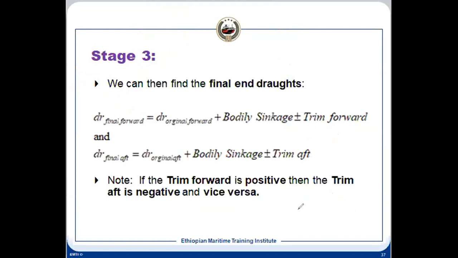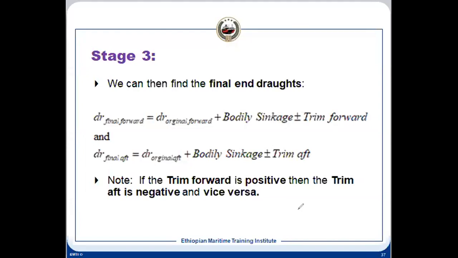Is it clear, everybody? Have you understood how we derived this formula? We'll be using this formula for calculating the final draft when we add some mass on the ship during loading. Suppose we are adding mass, this is the way we can calculate the final forward and aft draft. Is it clear, everybody? Have you understood how we have calculated?